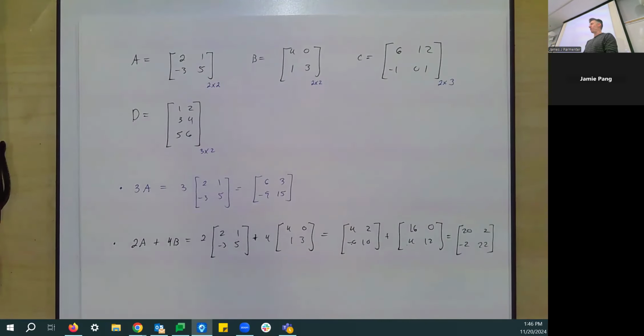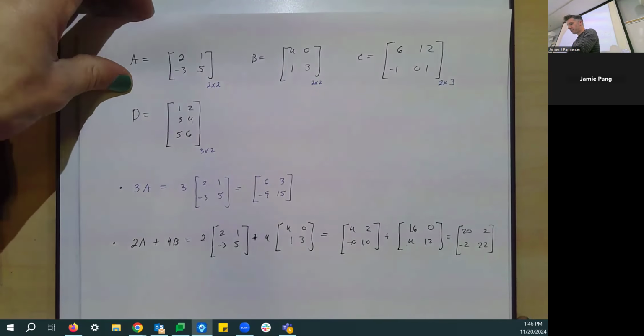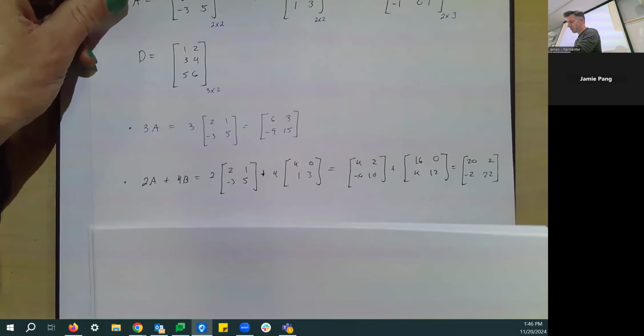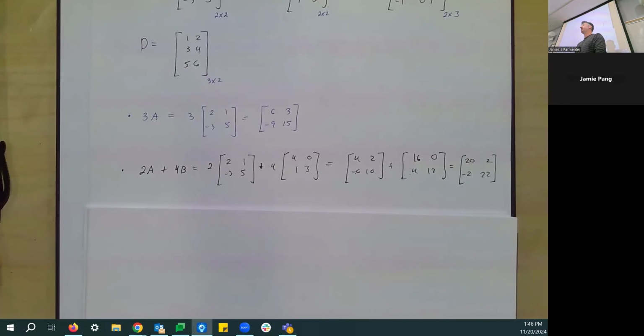But that's not the hard or fun part about doing simple matrix operations. The fun part is multiplying matrices together. So to multiply matrices together, what you're really going to do is take the dot product of the rows of the first matrix with the columns of the second matrix. Let's look at an example.